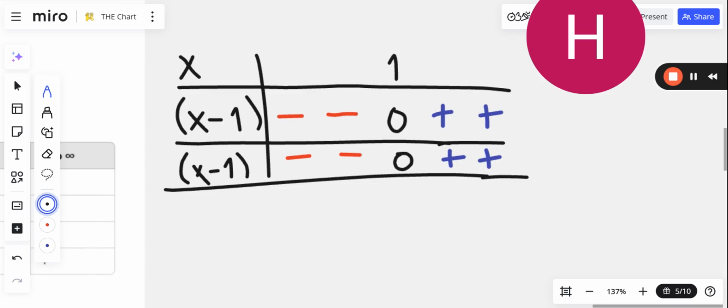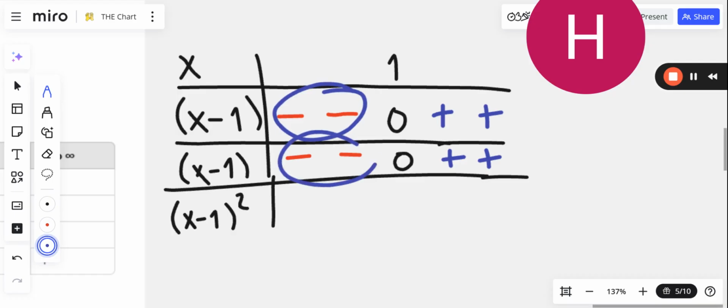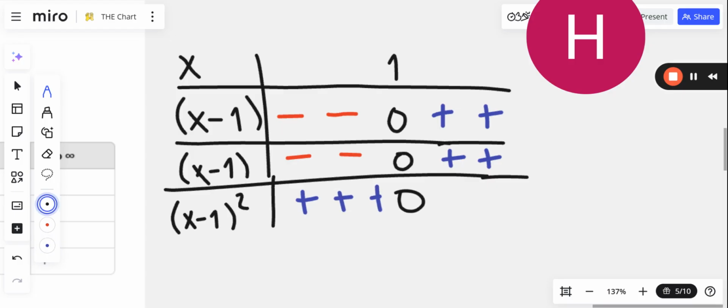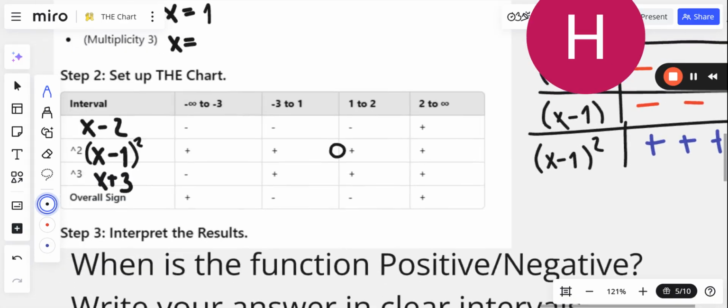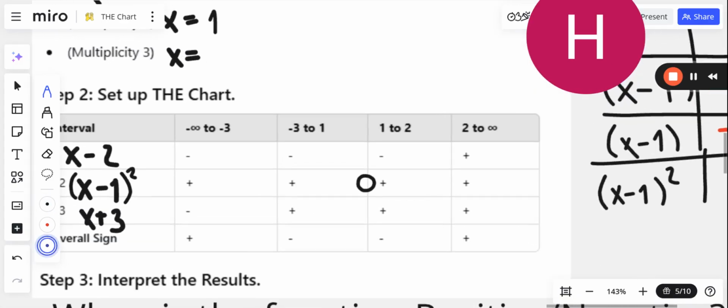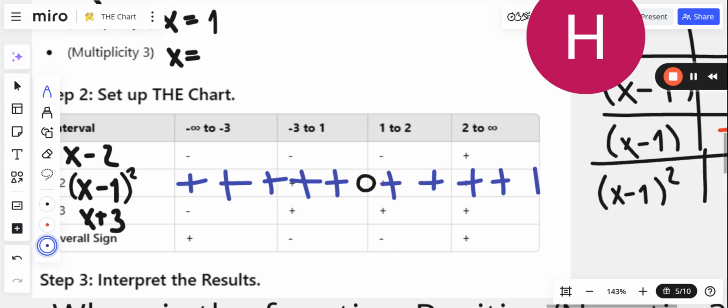But if I multiply that together, what I'm actually looking at here is that if x is less than 1, I'm multiplying a negative times a negative. I'm doing a negative squared. And so that's going to become a positive. Therefore, because of that even power, it turns those negatives into positives when we multiply them together. So that's why we see that the x minus 1 squared factor just has positives the whole way. And then it has the 0, of course, when x is equal to 1.